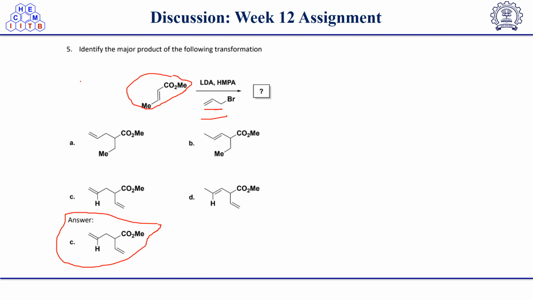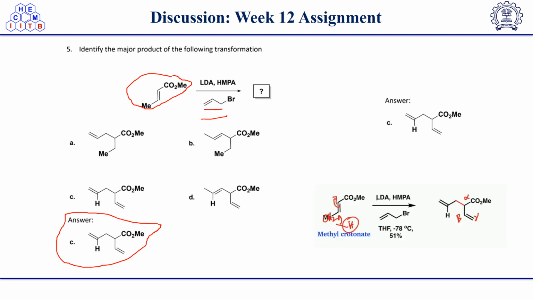Here how this is actually happening is that LDA will abstract a proton from this methyl group. A negative charge will be generated and that will be shifted to here, and then this particular alkene will attack this allyl bromide. It will be shifted to here and bromine will be eliminated. So that is the mechanism. That is how this is forming.